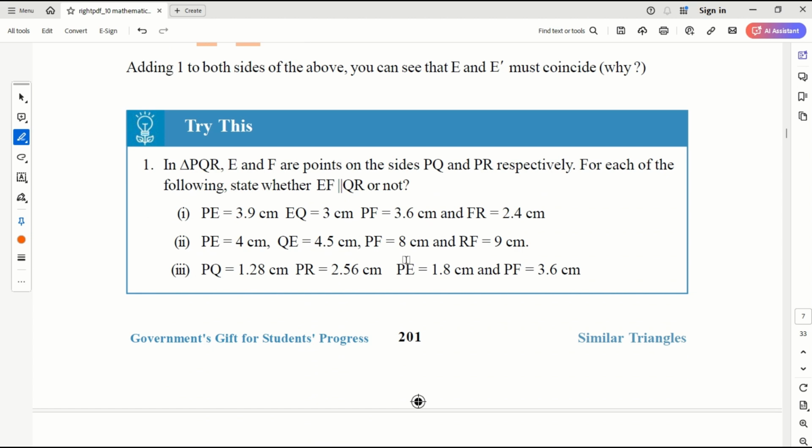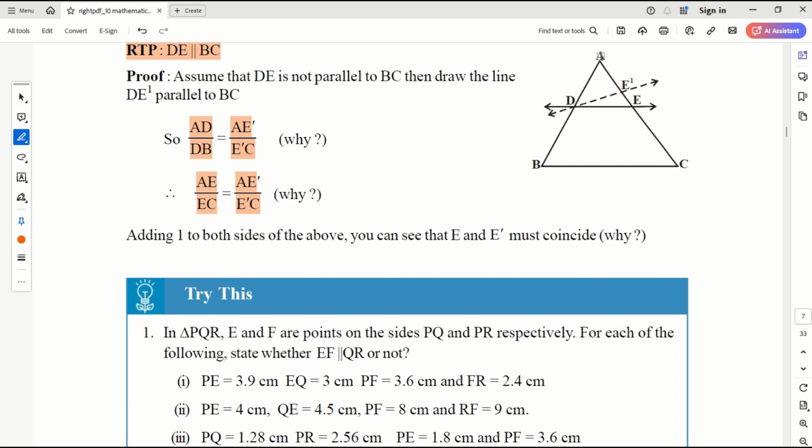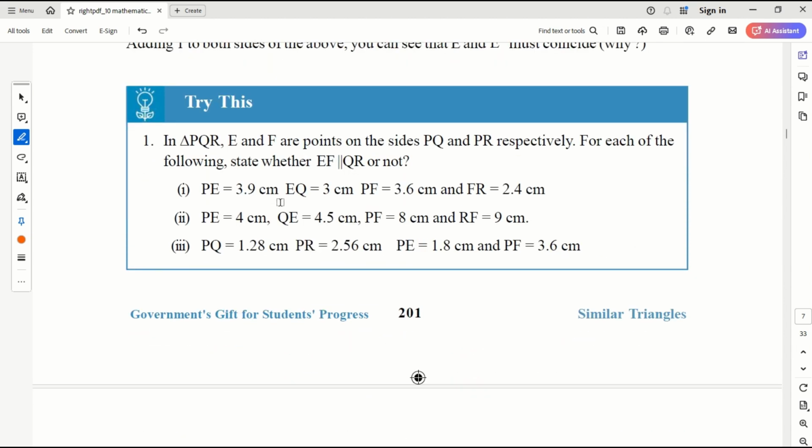Okay, let's do this. Try this section. In a triangle PQR, E and F are points on sides PQ and PR. Okay, for similarity's sake, this is PQR, then Q and R are here, and E and F are here basically. So as per this, PE by EQ should be equal to PF by FR. That's what we learned. So now they gave some numbers. With this, we should check if EF is parallel to QR or not.